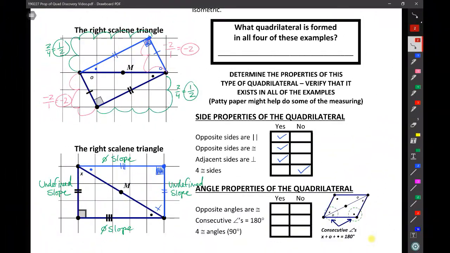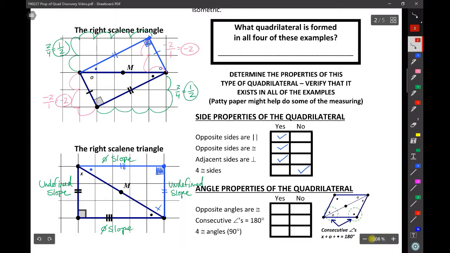Okay, so this time we have 3 yeses on side properties. We've got our sides are parallel. We were able to verify that with our slope. I can see our single markings here are both slope of -2, and our dual markings here are both slope of 1/2. And then down here, of course, we have the 2 vertical lines with the undefined slope and the 2 horizontal lines with the 0 slope. So yeah, opposite sides are clearly parallel because our slopes are the same.